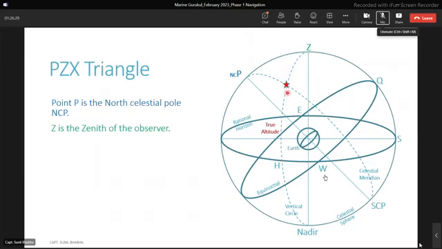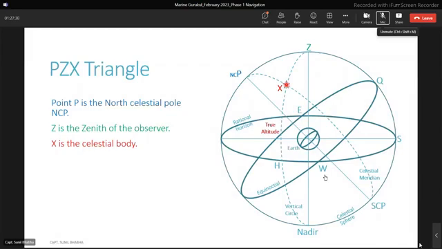The celestial body's position is represented by X. So let's mark an X here. We have the P point representing the north celestial pole, the Z point representing the zenith of the observer, and the X point representing the celestial body. The area covered by these three points, that is P the pole, Z the zenith, and X the celestial body, is the PZX triangle which we are interested in. You can see this PZX triangle on the celestial sphere, which we use to solve most of our celestial navigation based problems.